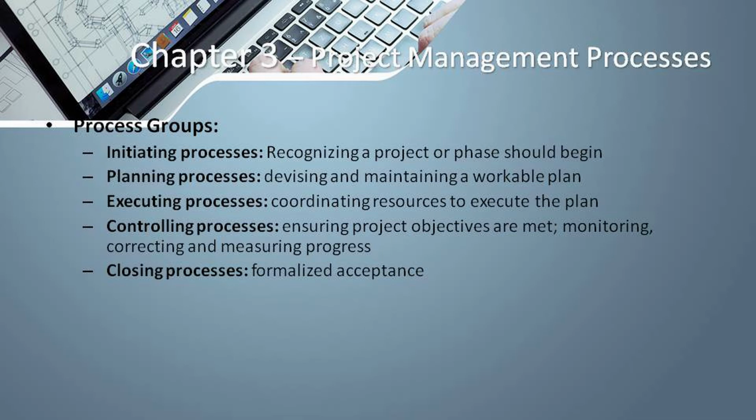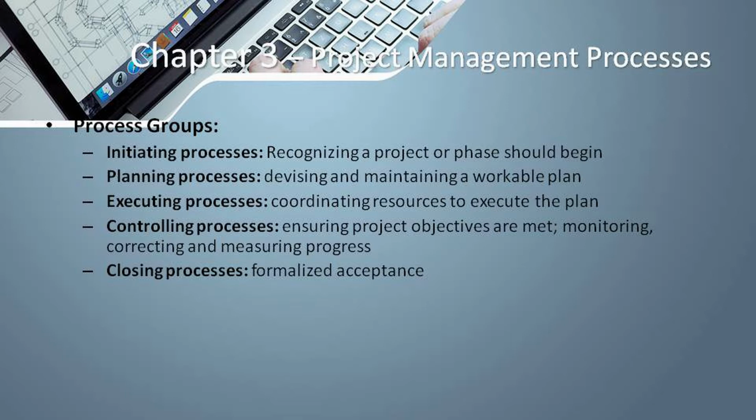In project management, best practices dictate a very specific series of process groups that should be performed. These are referred to as initiating processes, planning processes, executing processes, controlling processes, and the last one is closing processes. These are referred to as process groups by PMI because each one contains specific processes that should be performed.